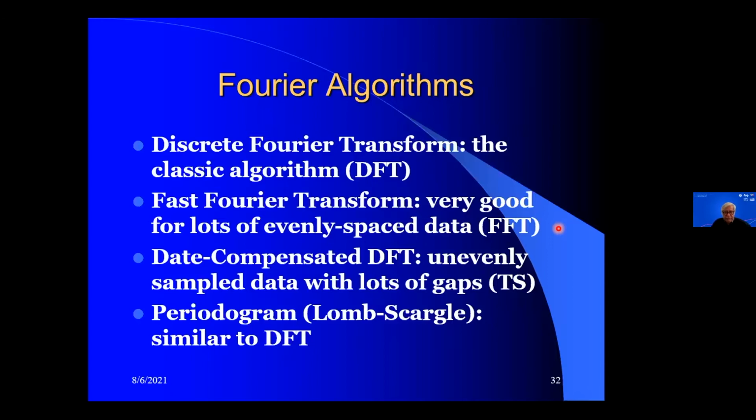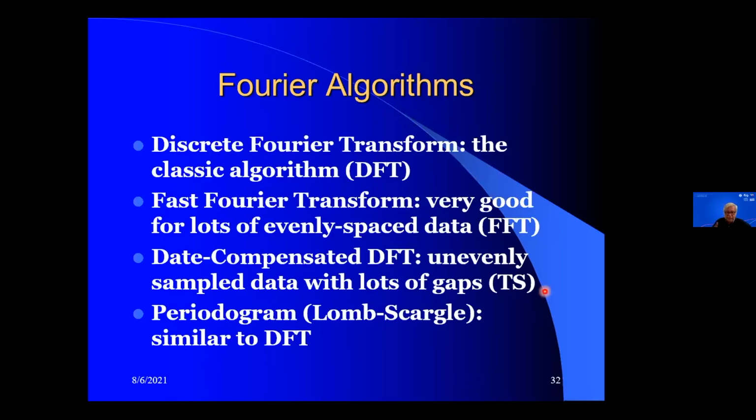While fast Fourier transform is very good for lots of evenly spaced data, in astronomy that is very unlikely. We mostly have unevenly spaced data. So astronomers devised the so-called date compensated DFT for unevenly sampled data with lots of gaps. This is especially modified from FFT. The hands-on actually addresses this date compensated discrete Fourier transform, and I hope you already have the hands-on with you.